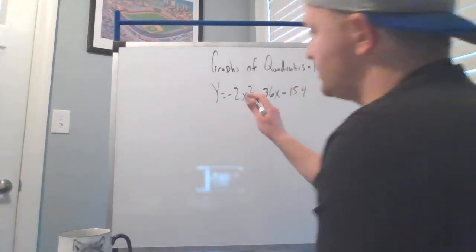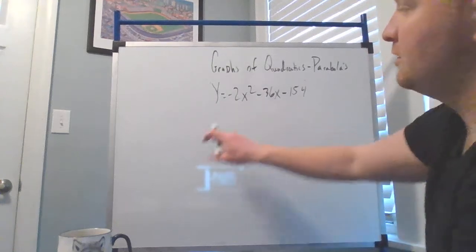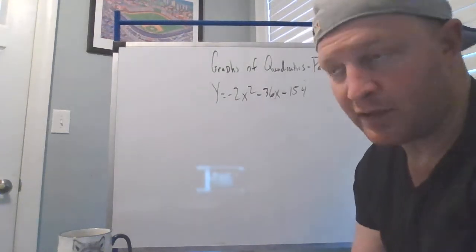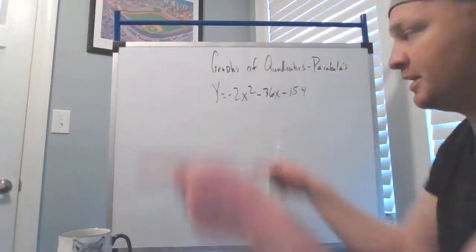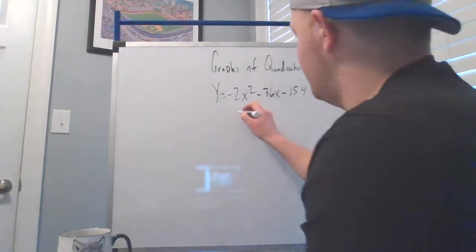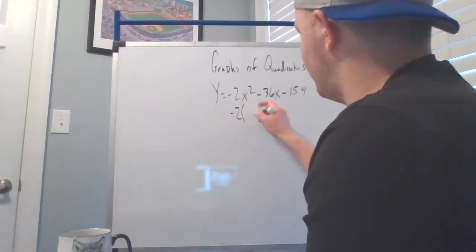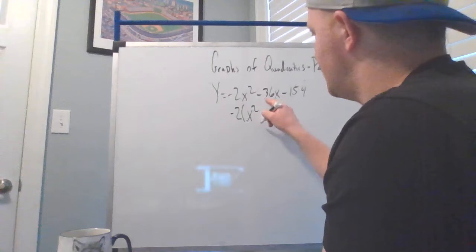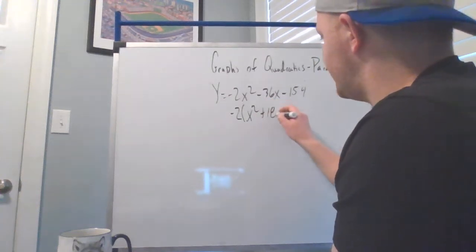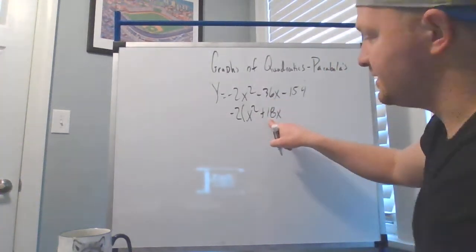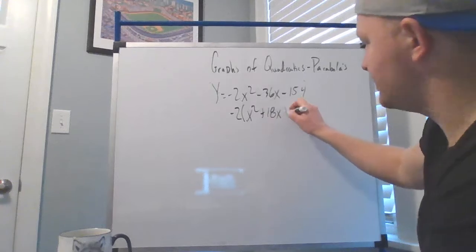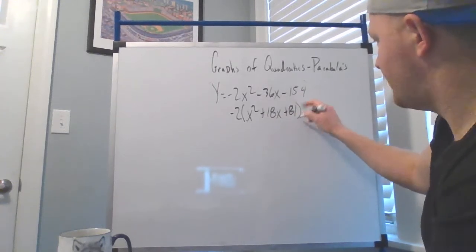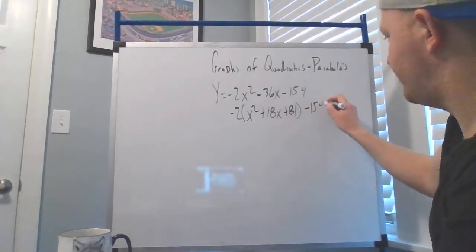I divide out. First off, is this facing right side up or upside down? Ask yourself. And I know this is facing upside down because this is negative no matter what. So I'm going to divide this out of just these first 2 terms. And this is going to be positive 18x. Half of 18 is 9. 9 squared is 81. Okay, I got a negative 154 right here.